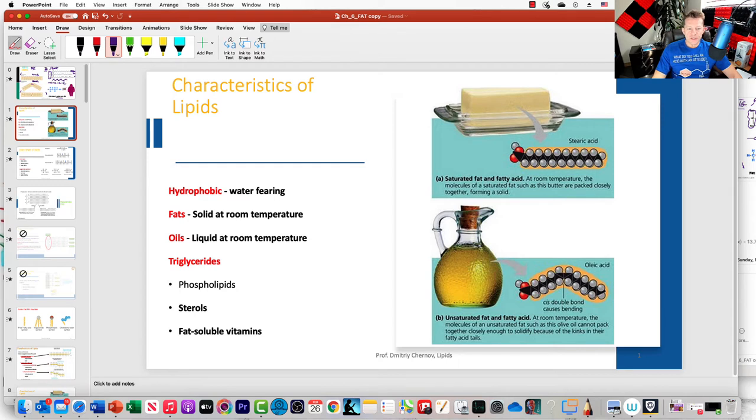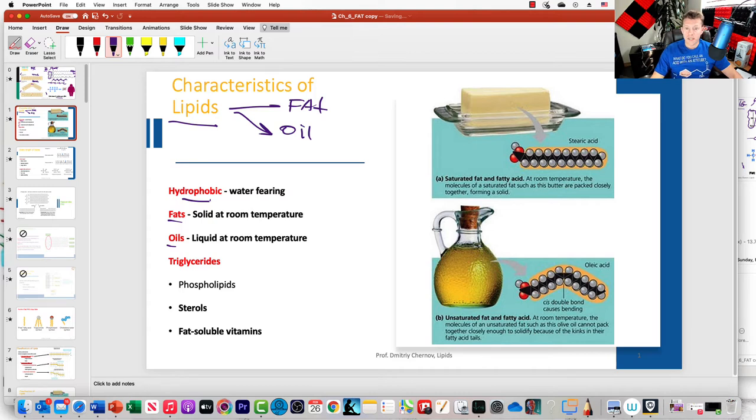So, characteristics of lipids. They're hydrophobic because they're afraid of water. That's what we call them, hydrophobic. They're afraid of water. So there are fats, there are oils, right? So when you say lipids, it is either a fat or an oil.